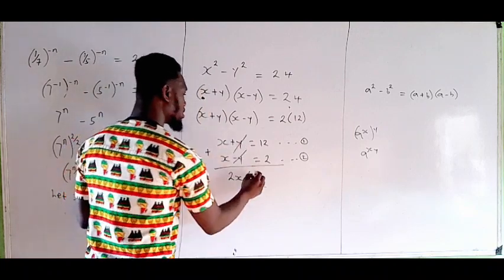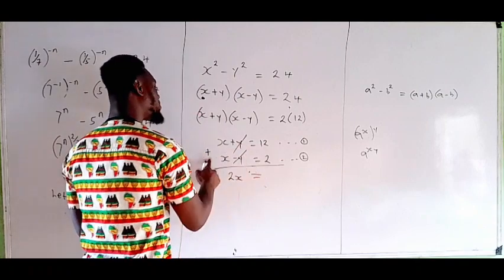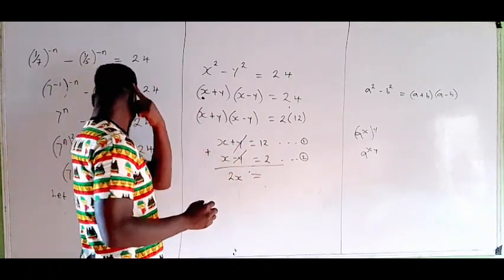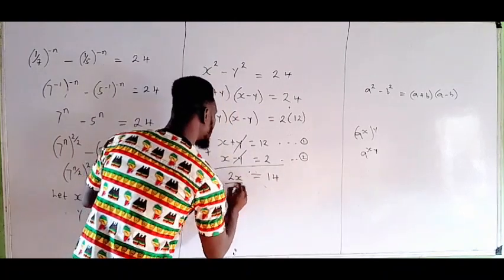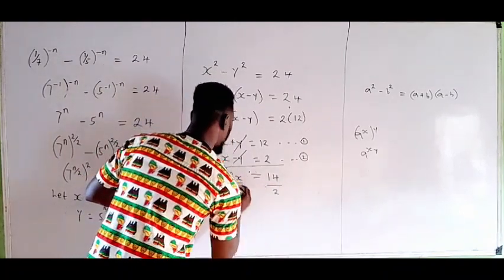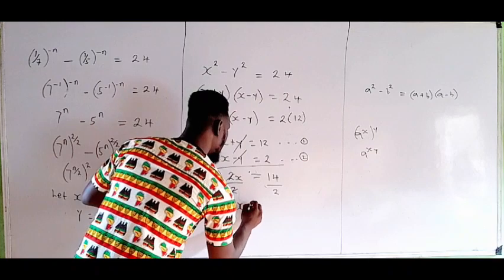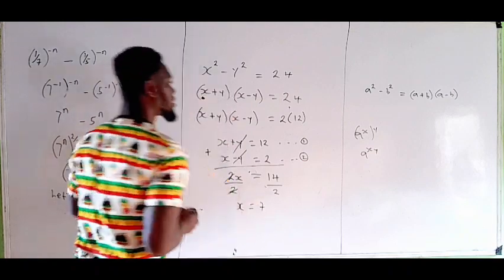Okay? So when you introduce plus, x plus x will give us 2x, y plus minus y will cancel, okay? So this is equals to 12 plus 2, that will give us what? 12 plus 2 is what? That's 14, okay? So you divide both sides by 2, so that this cancels this. x is equals to 7, okay?